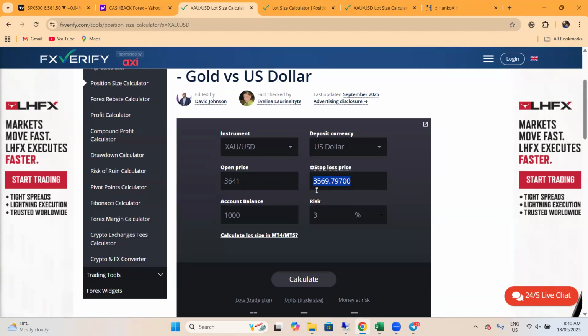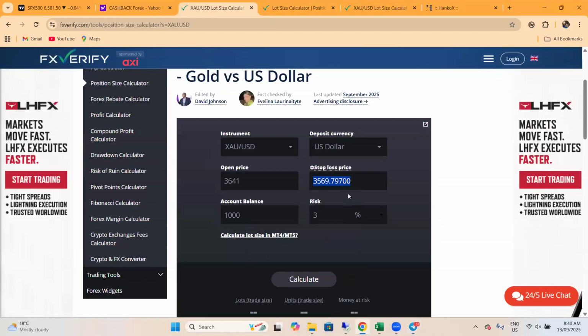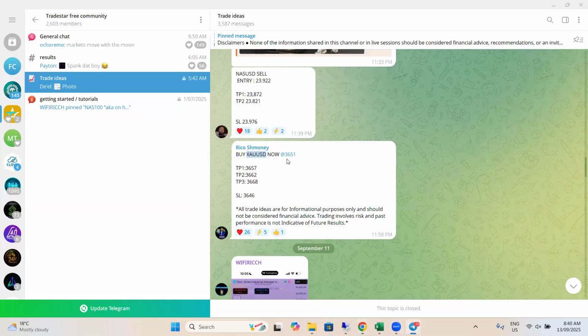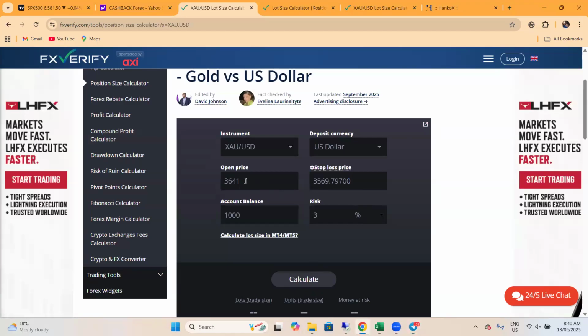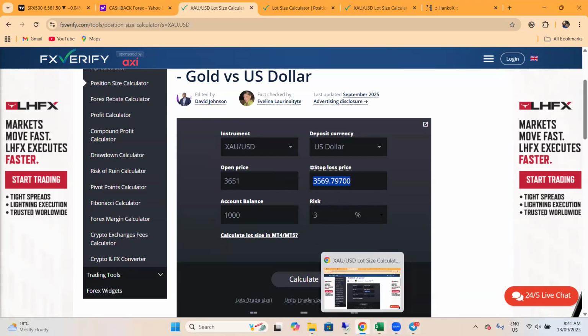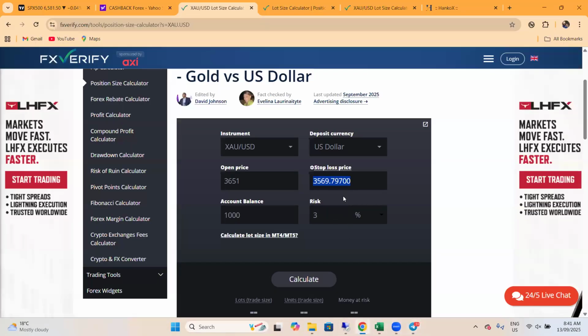And then we're going to put in our stop loss. Okay, I can't remember what the stop loss was. I got that wrong, but anyway, there's our stop loss. We just type that in. All right, let me just put that right. 3651. I nearly got it right. Okay, 51 entry, and the stop loss is 3646. Okay, put in that.